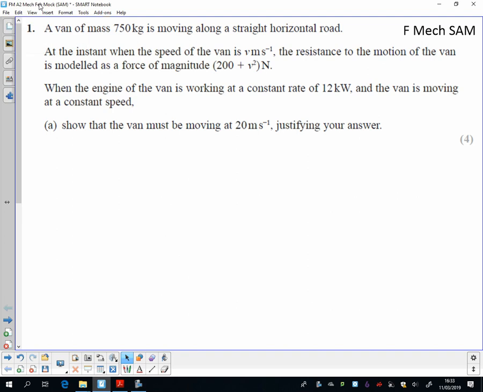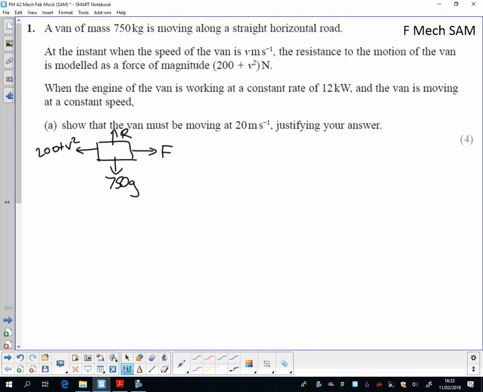Right, first question about a van moving along a straight horizontal road. As with all mechanics questions, I'm just going to do a little sketch about what's going on. So its mass is 750, so that will be its weight. It's moving along a straight road, so there's going to be some sort of reaction force. When the speed of the van is v, resistance, I'm going to assume we're going that way. So my resistance is 200 plus v squared, and this is going to be my driving force.